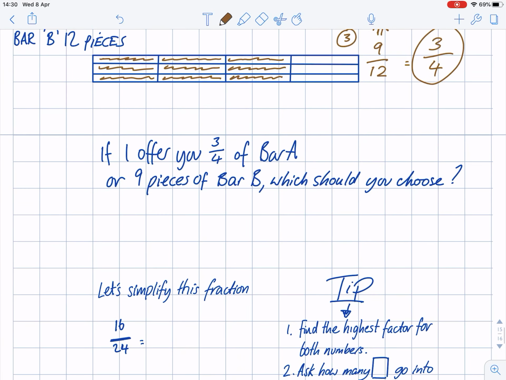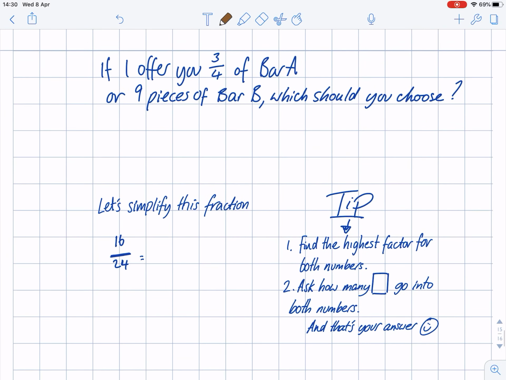Now, if we go down here, let's have one more go before you have a go by yourselves. So I've said, let's simplify the following fraction. 16/24. So I want us to simplify that. So that means this 16 and this 24 are going to become smaller. The actual size of the fraction stays the same. That's what you need to remember, but we're going to simplify it.